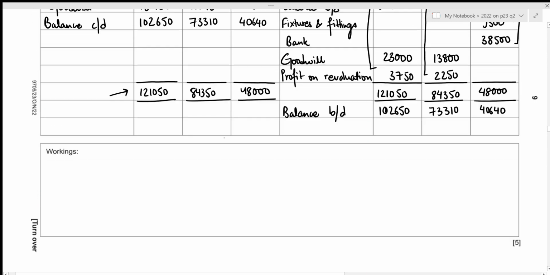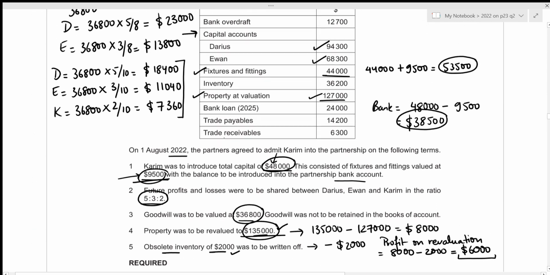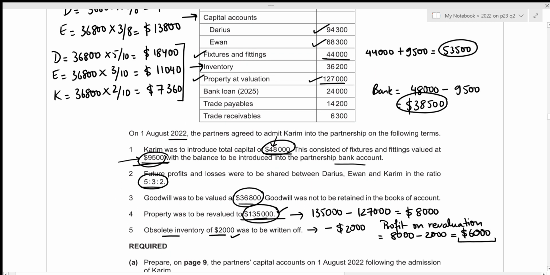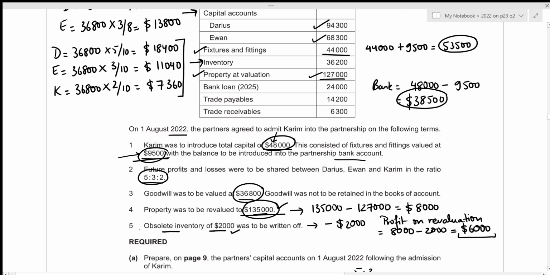Again, let's have a look above. So the current assets to be included will be inventory. And we know that inventory, we had absolute inventory, of which 2,000 was to be written off, which means that we need to reduce this amount of 2,000 from inventory. So let's figure out the new value. That will be 36,200 minus 2,000, which results in 34,200. So this is the value to be recorded under the heading of inventory in our statement of financial position.